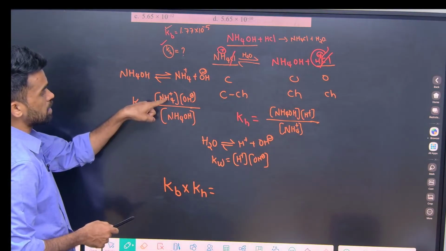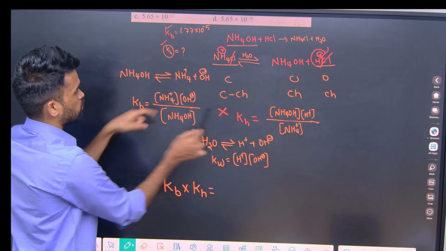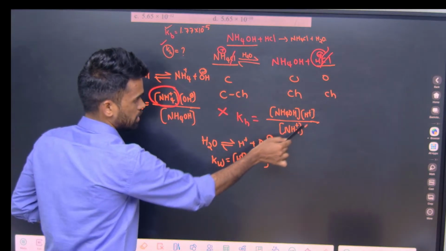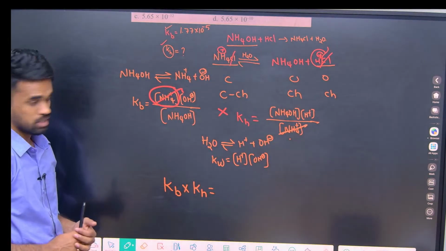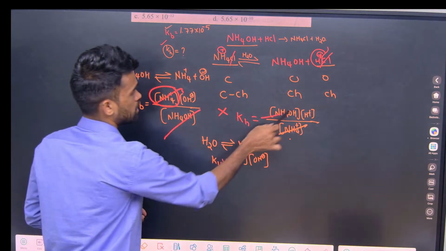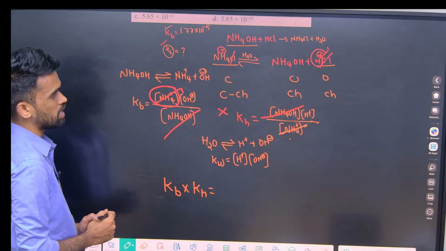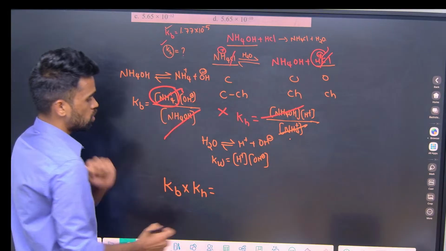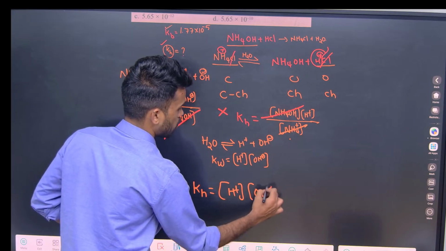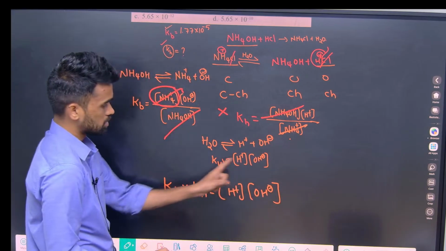So what is the ion here? What happens? NH4 plus in the numerator, NH4 plus in the denominator. Can I cancel them out? Yes. Next one, NH4OH in the denominator, here in the numerator. Now what are the ions we are remaining with? H plus and OH minus. So this is nothing but Kw.